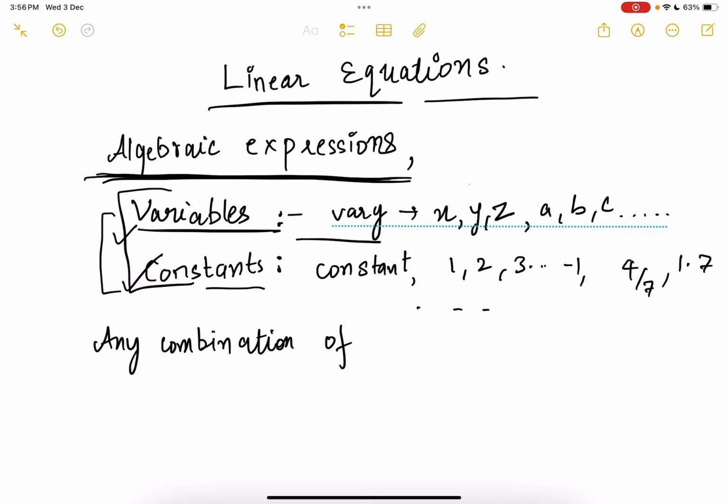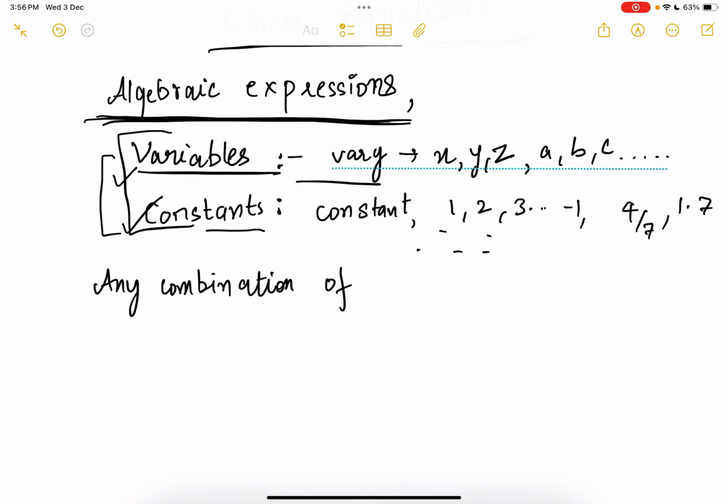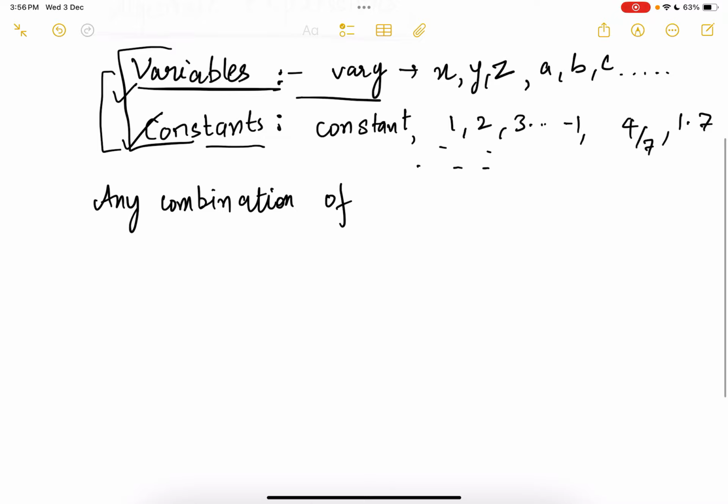So a variable is like x, y, z, a, b, c, d. Anything which doesn't have a fixed value is a variable. And a constant, sorry, a constant is something whose value is constant. It's not going to change. It is not happening that one is one right now and after some time one will become two. No, it's not going to happen. So one is fixed. Likewise, something which is fixed is a constant, something which varies is a variable.